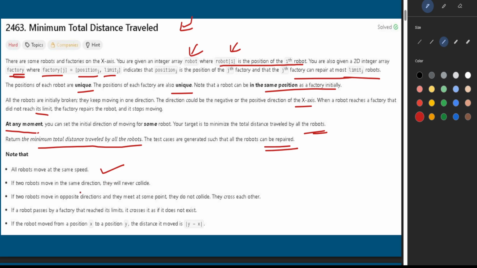All the robots move at the same speed. If robots move in the same direction, they will never collide. If two robots move in opposite directions, they meet at some point and they do not collide, they cross each other. If a robot passes by a factory that reached its limit, it crosses it. If the robot moves from position x to y, the distance we have to calculate is |y - x|. So these are the things we are given. Pause this, go through it, and we'll talk more further.